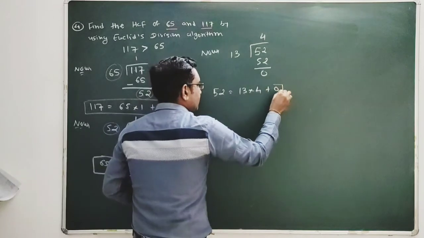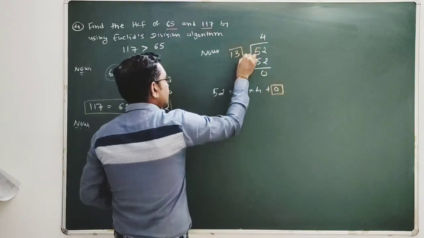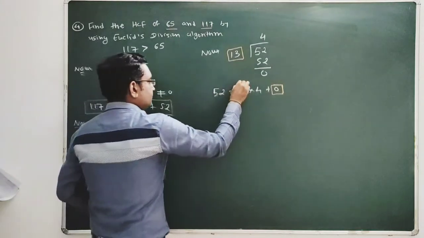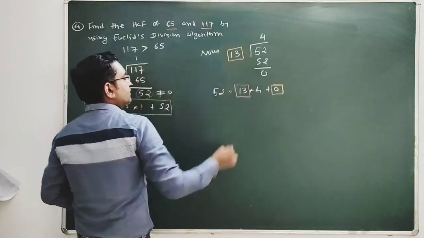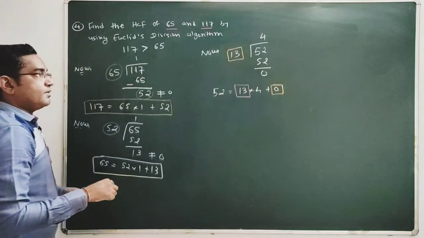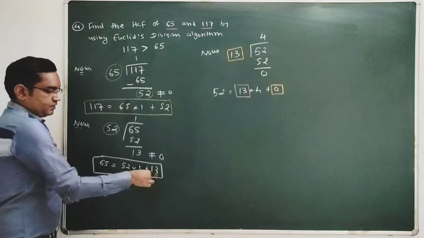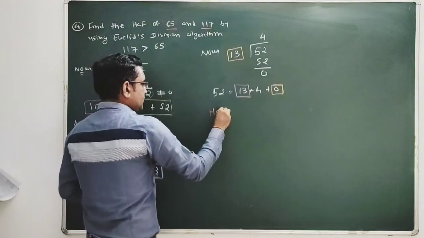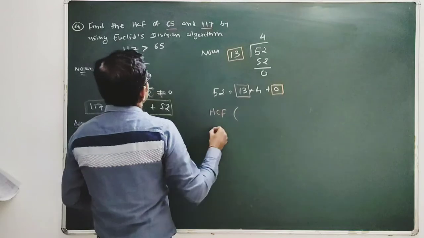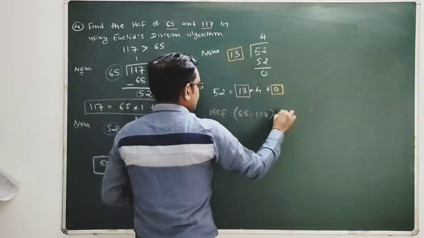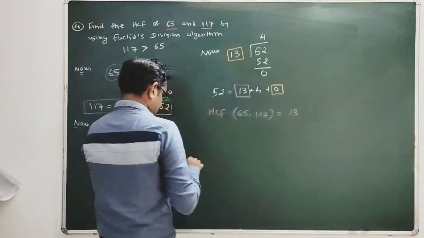So the divisor in the last step can be considered as the HCF. The divisor in the last step is nothing but the remainder in the previous step, this one, 13. So we can say the HCF of the given two numbers, 65 and 117, is nothing but 13. Done.